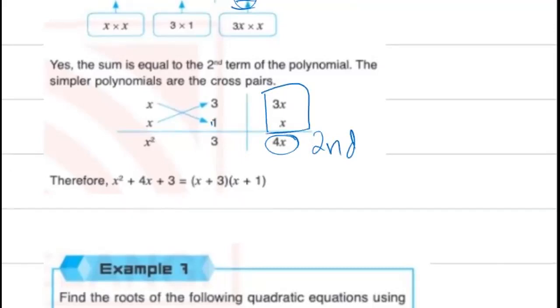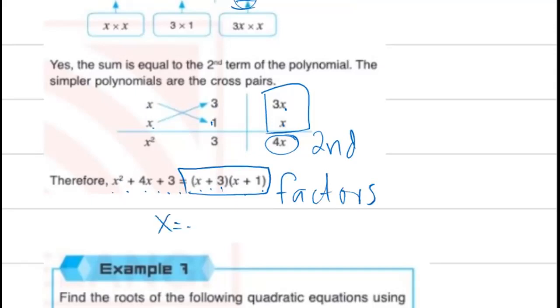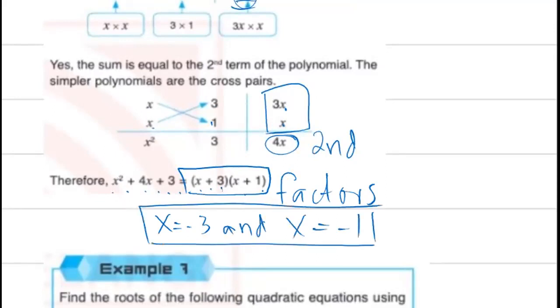Therefore, x squared plus 4x plus 3 is equal to x plus 3 times x plus 1. These are factors, not the roots. Because if you are going to write it as a root, it should be x is equal to negative 3 and x is equal to negative 1. So these are the roots.